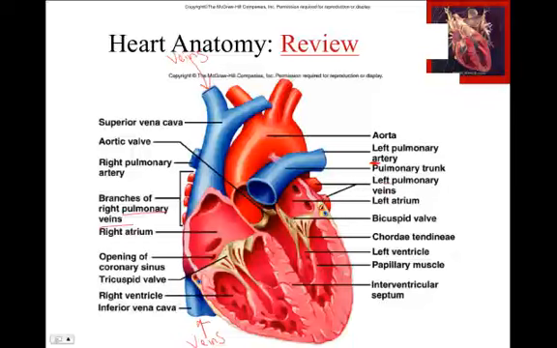Then the left atrium, as it fills with blood, will contract and push blood through the bicuspid valve into the left ventricle. The left ventricle is going to give a big, nice, hard contraction, and it's going to pump blood out through the aortic semilunar valve into the aorta. And then the aorta will obviously branch into many different arteries that will carry that oxygenated blood now out to the tissues.